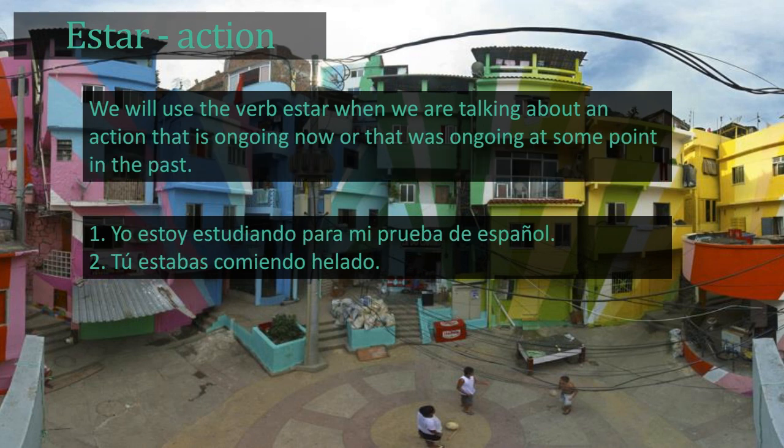Here are a couple of examples using the verb estar in the progressive tense. So we have the present progressive tense, talking about actions that are happening right now as we're speaking. We also have the past progressive tense, so we're talking about actions that were ongoing or were happening as those things in the past were happening. So yo estoy estudiando para mi prueba de español. I am studying for my Spanish quiz. Or tú estabas comiendo helado. You were eating ice cream.